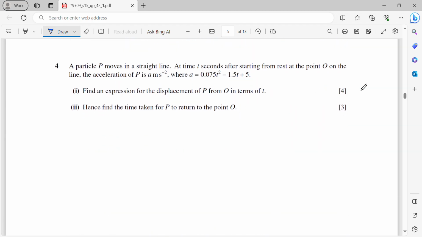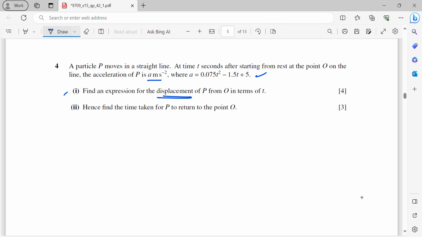Okay, next, question number 4. A particle P moves in a straight line at time t seconds. After starting from rest at the point O on the line, the acceleration of P is a meters per second squared, where this is the a. Now, first part, find the expression for the displacement of P from O in terms of t.